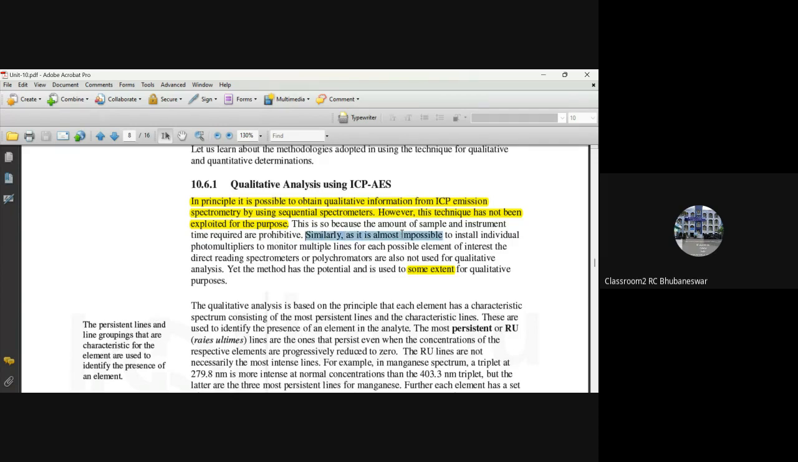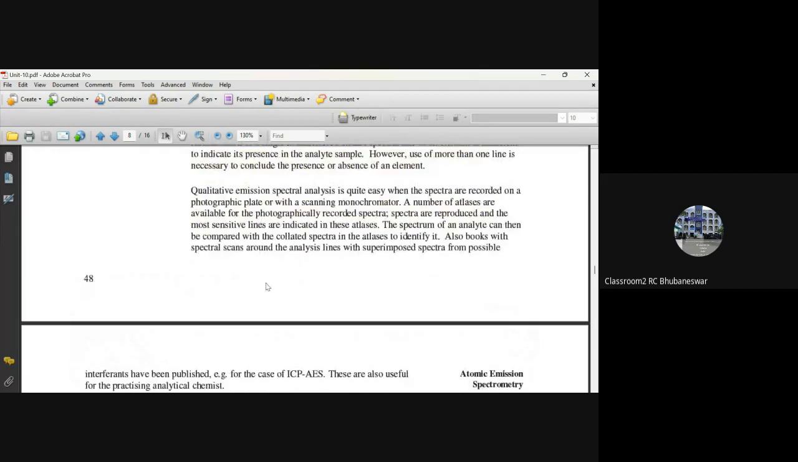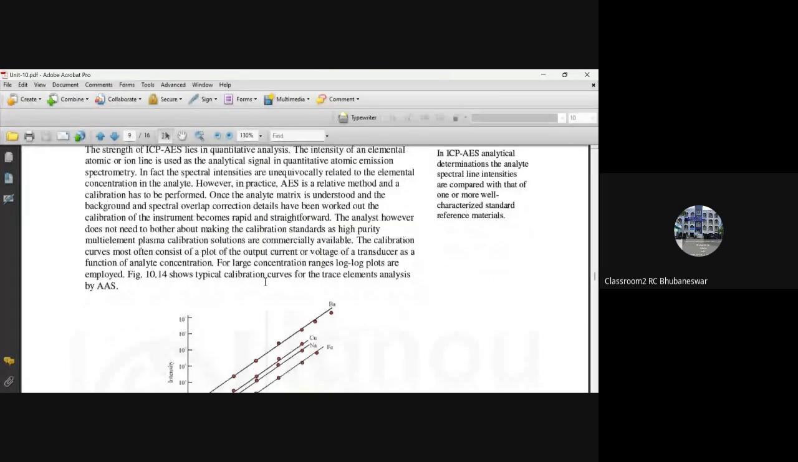Similarly, as it is almost impossible to install individual photomultipliers to monitor multiple lines for each possible element of interest, the direct reading spectrometers or polychromators are also not used for qualitative analysis. To some extent, it is used for qualitative purposes, due to these limitations of changing the things.